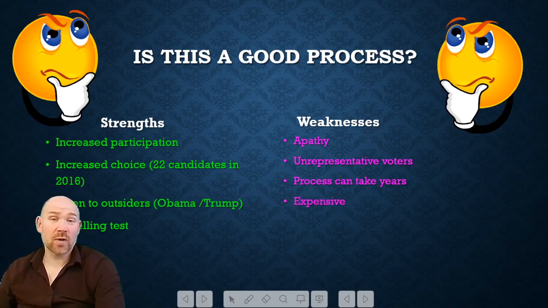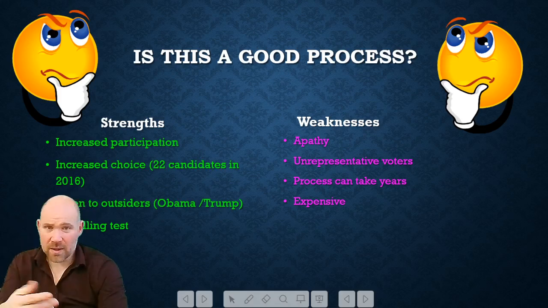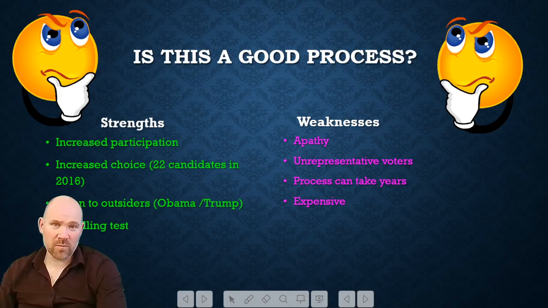And so it's incredibly expensive. Every candidate has to do their individual fundraising. Every candidate then has to do their own rallies, their own adverts, their own travel around America, their own leaflets, their own appearances on TV shows, radio shows, etc. A huge amount of money goes into this.